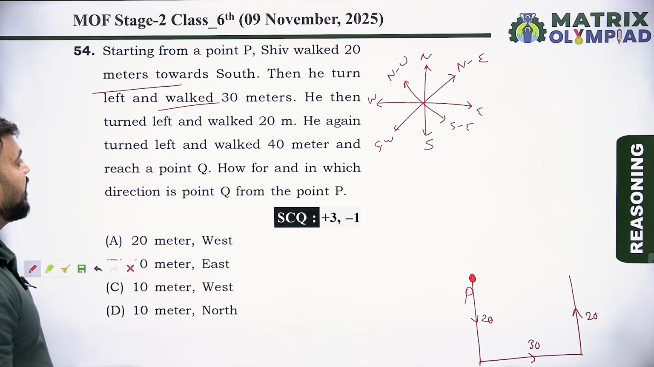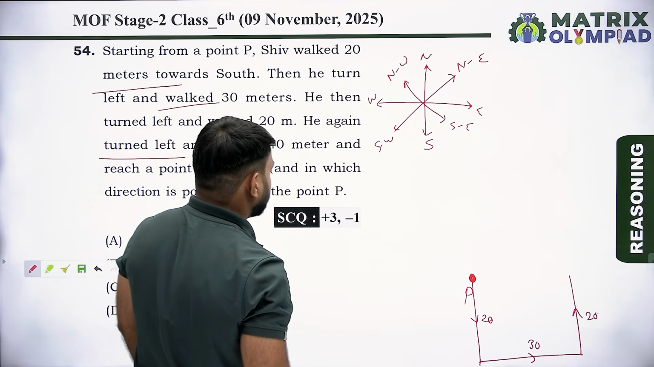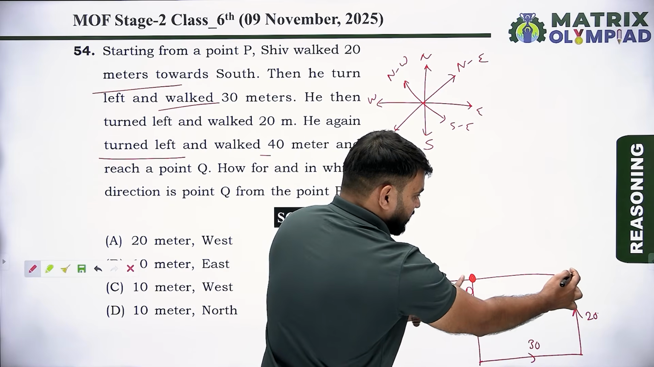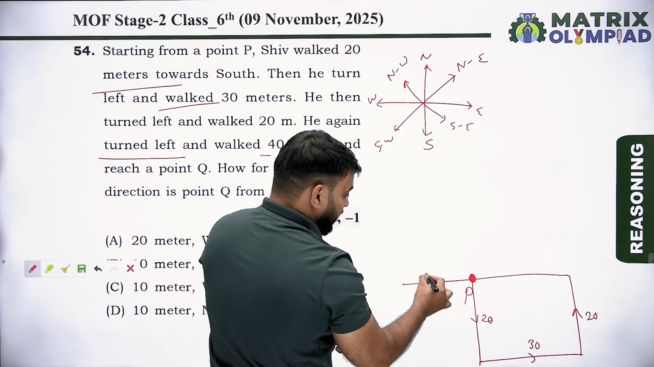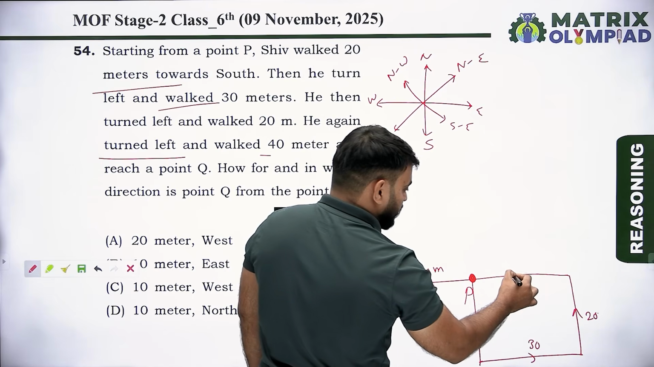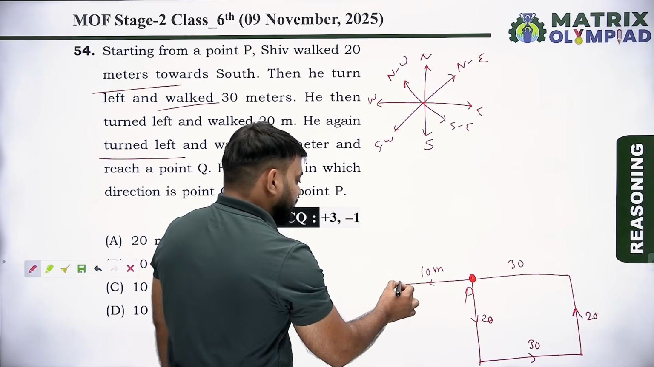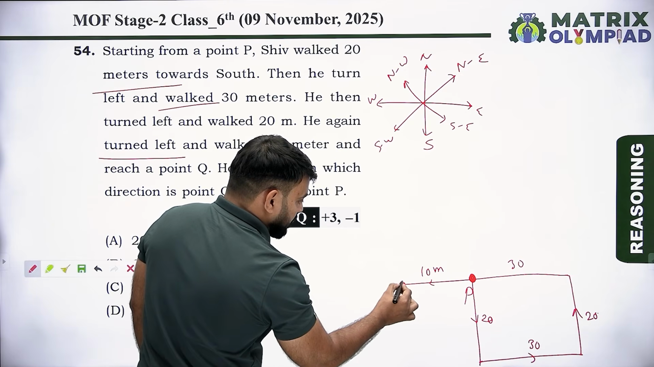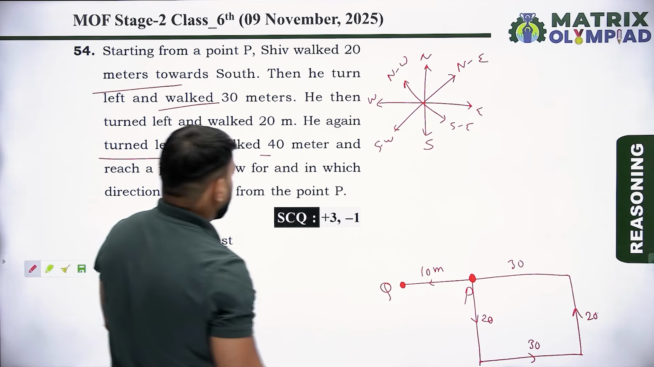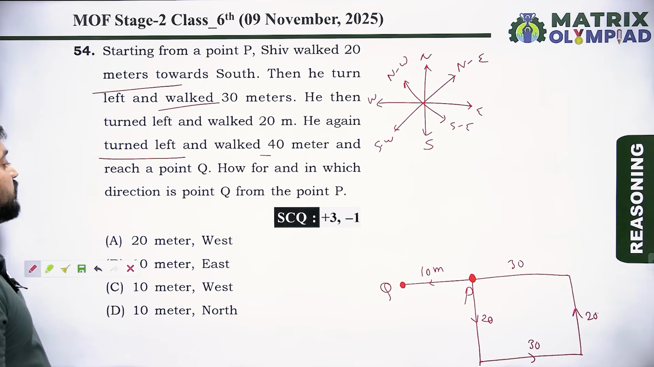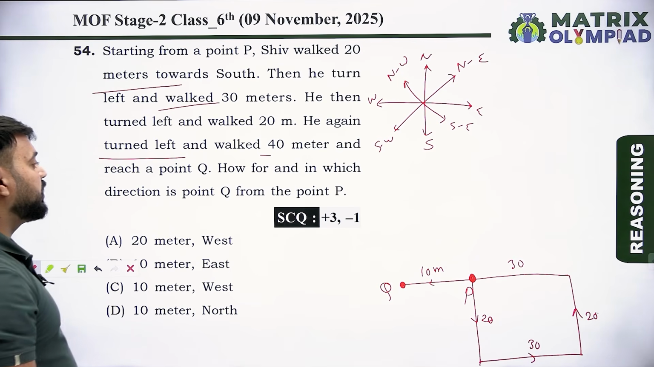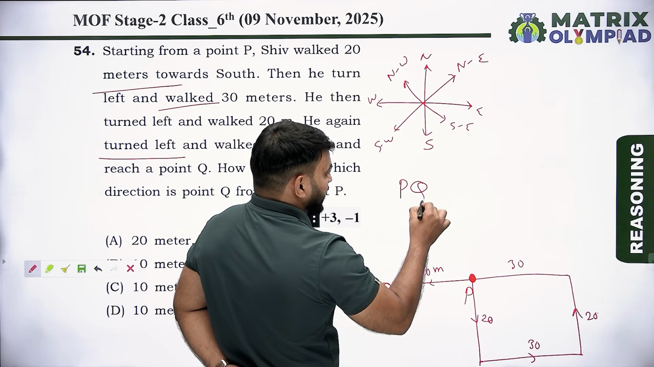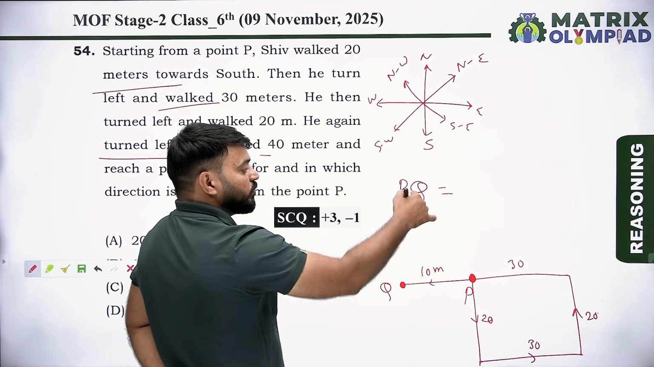Now he again turned left and walked 40 meter. And so this is the 30, and after 30 now he goes 10 meter more. So this is the 30 and reach a point Q. This is the final point of Shiv. Now how far and in which direction is point Q from the point P? So find the distance between P and Q, because P is the starting point and Q is the final point.